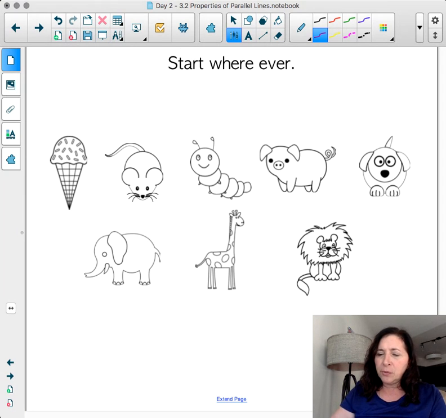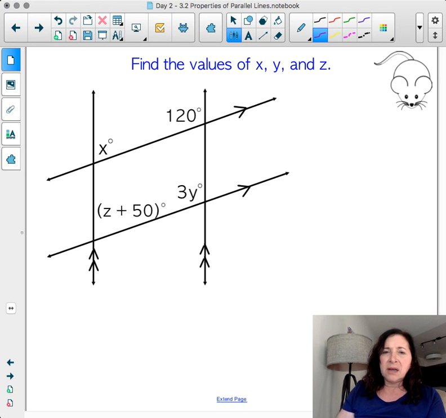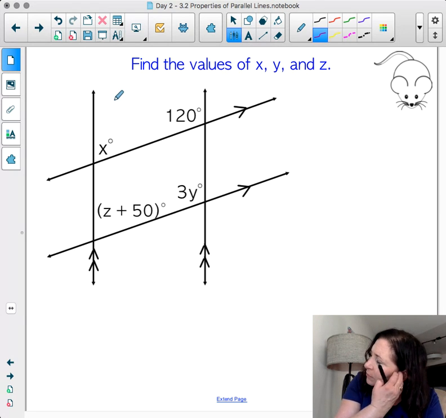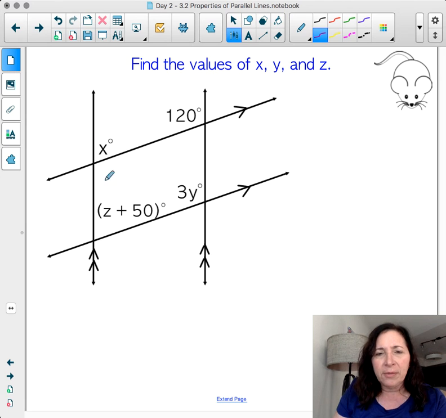So there wasn't a around the room activity that we did in class. This right here is some of the problems that we went over. So I'm just going to go over those with you. It looks like we have X, Y, and Z. So we actually have three different things to solve for.